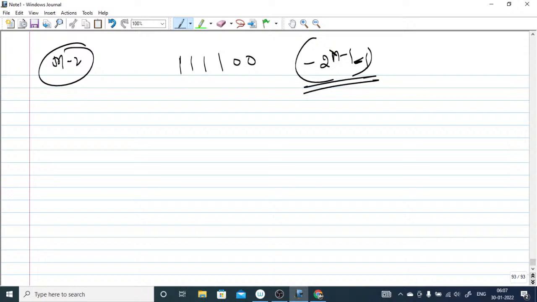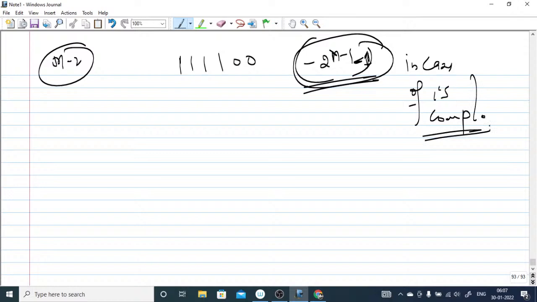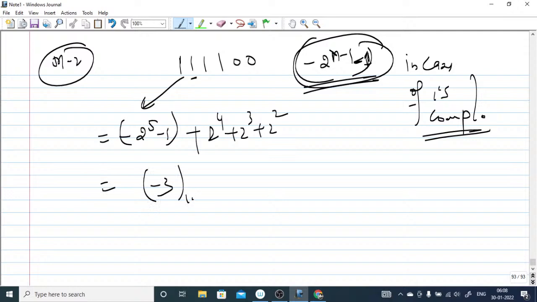You have to take this minus 2 to the power n minus 1, minus 1, in case of one's complement. But in case of two's complement, the weight of MSB will be minus 2 to the power n minus 1, that's it. So this will be minus 2 raised to power 5 minus 1 plus 2 raised to power 4, plus 2 raised to power 3, plus 2 raised to power 2, that's it. You will get minus 3.